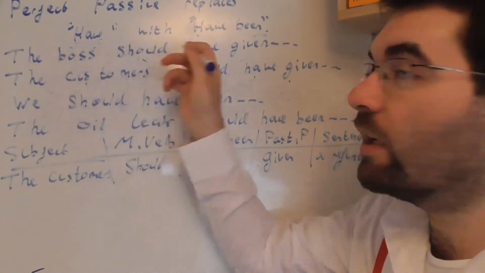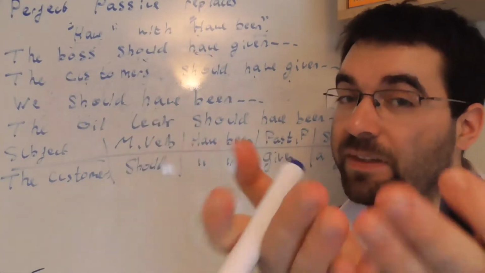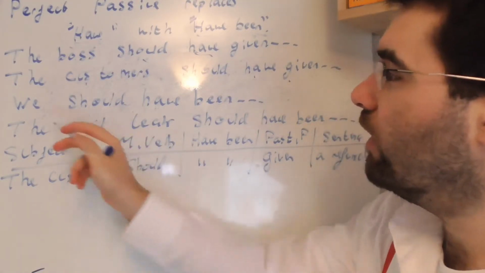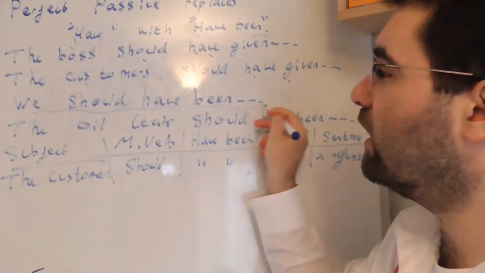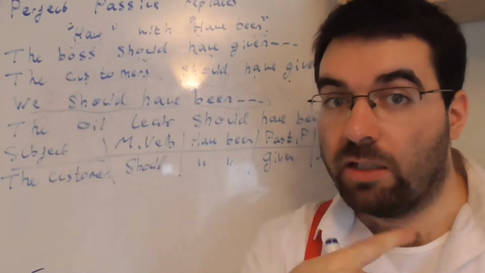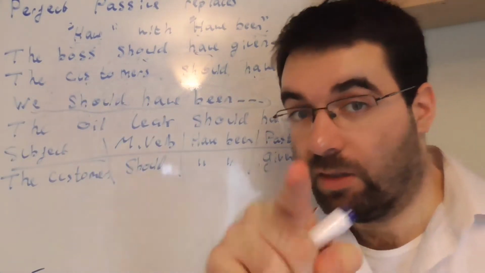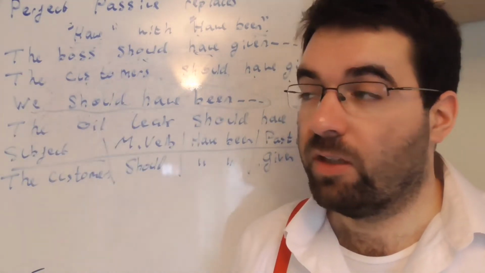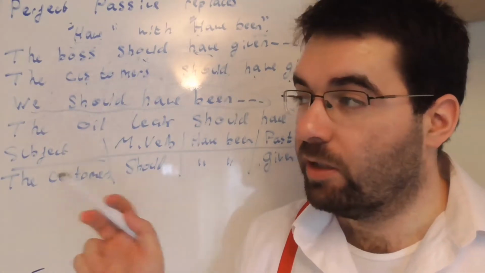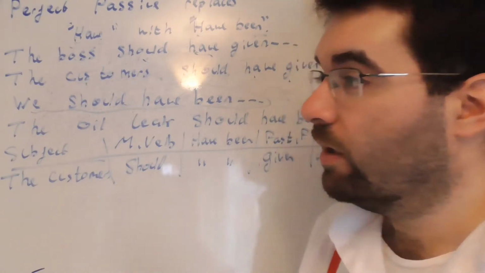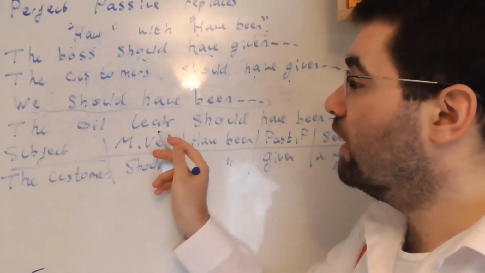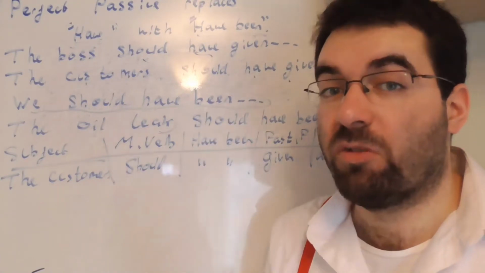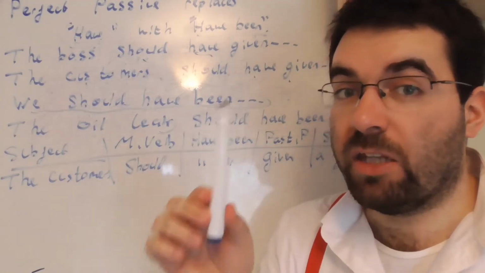The boss should have given a refund. The customers should have been given a refund. We should have been at the front of the queue. We, you and I, should have been there by now. The queue, we should have been at the front of the queue. The oil leak should have been fixed by now. The pen should have been replaced by now. This pen should have been replaced.